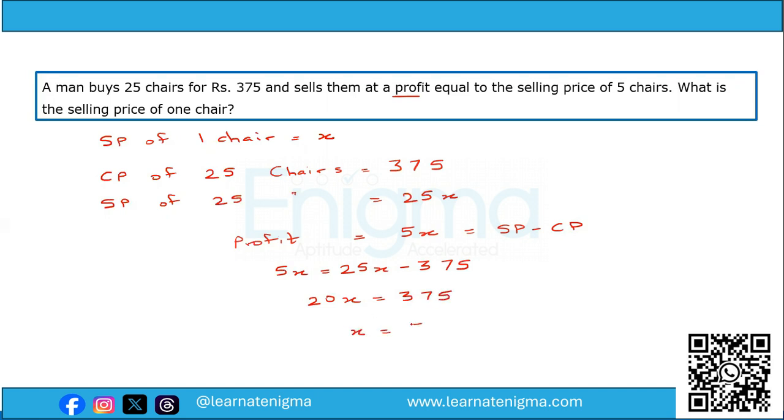So x is equal to 375 upon 20, which comes out to be 18.75. So that's the selling price of one chair. That is our answer.